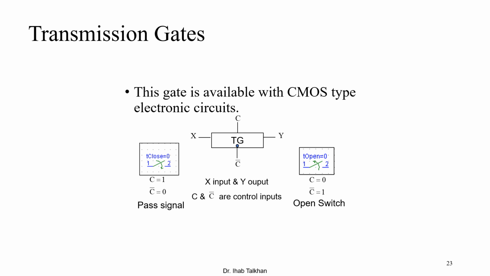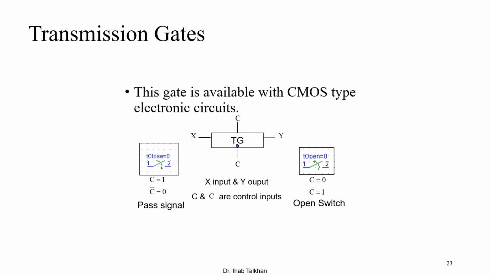While the electronic switch is controlled by a control input. So actually we are going to talk in this slide about what's meant by transmission gates. Transmission gates are available with CMOS type electronic circuits, and as you can see from the symbol, it has control C and C bar.